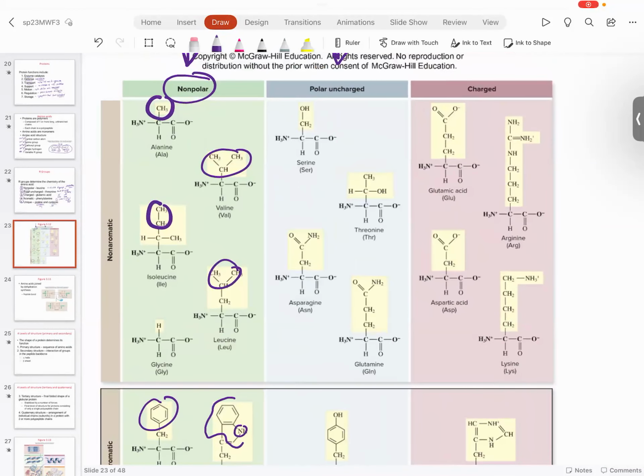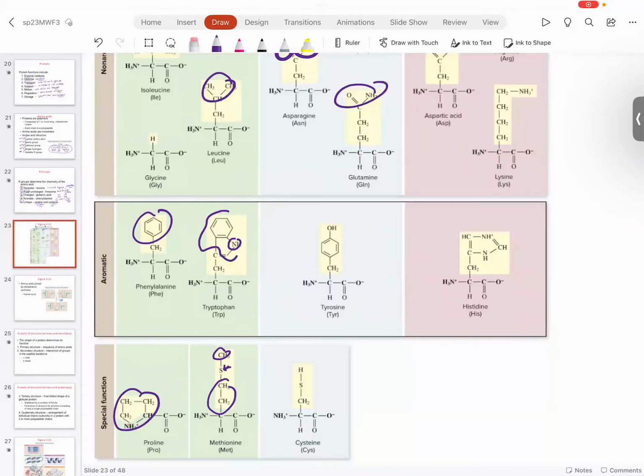So you can see you got your OH there, you got an OH there, you got a nitrogen and an oxygen there, nitrogen and oxygen there. In tyrosine, you have an oxygen there, and then you have a sulfur in cysteine. So these guys are the polar ones because they've got these oxygens and nitrogens in them.